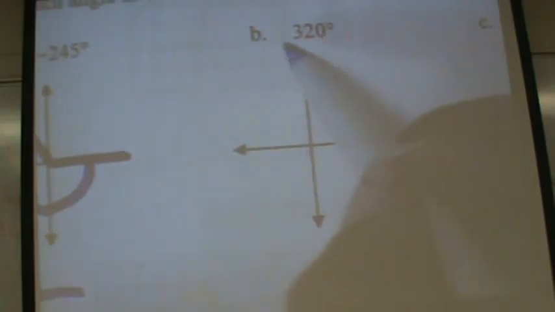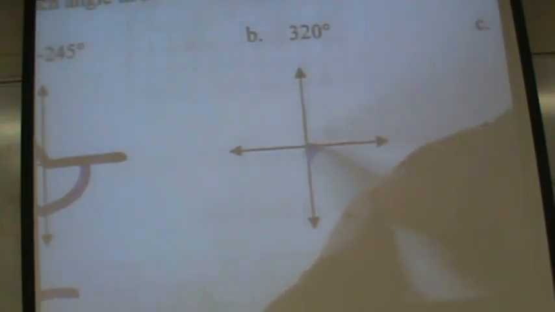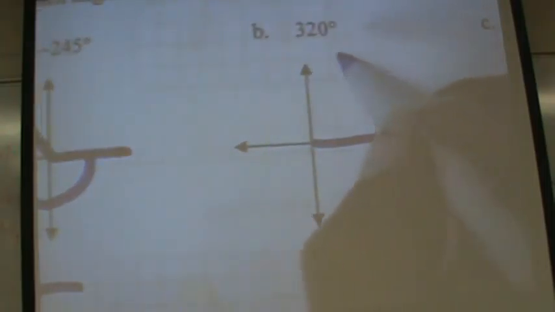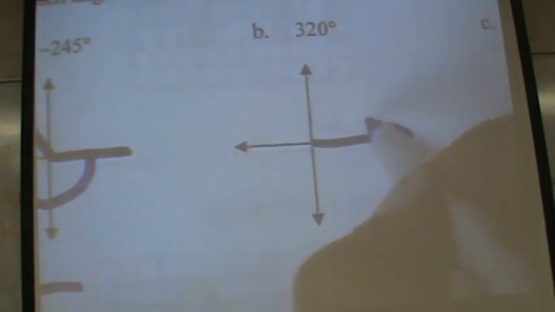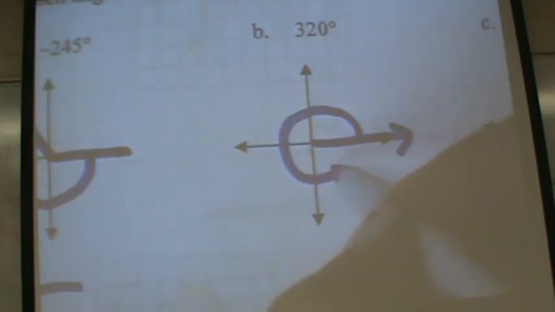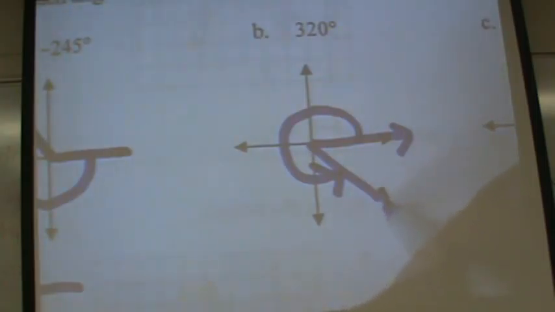Now for this one, 320, you're gonna start on this axis. You always start on your positive x-axis. Now where is 320 degrees? Now we're gonna go the other direction. It's in quadrant 4. So you're just giving me the direction. I just basically wanna know what quadrant, like that. That's it. I just want that arrow. I'm going in this quadrant, in this direction. I'm starting here, and I'm going in that direction.